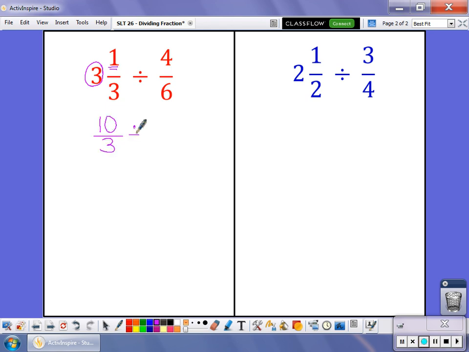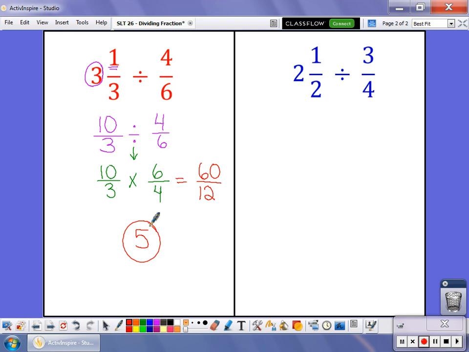So I've got 10/3 divided by 4/6. Now let's think about that standard algorithm here. That standard algorithm says we take our first fraction and we're going to multiply by our multiplicative inverse. So the multiplicative inverse of 4/6, we reverse our numerator and our denominator, and we get 6/4. Now 10 times 6 is 60, and 3 times 4 is 12. 60/12. 60 divided by 12, if I'm going to simplify that, is 5. So the answer to this problem is 5.